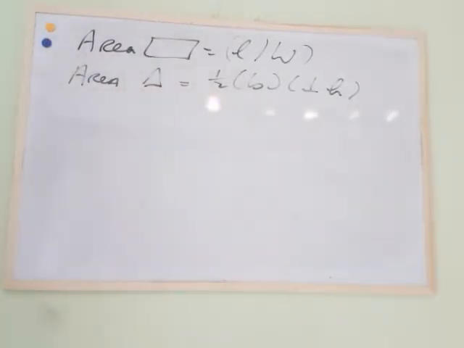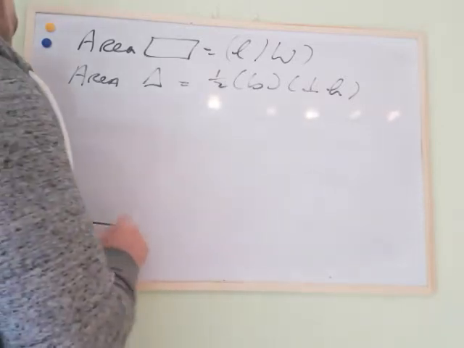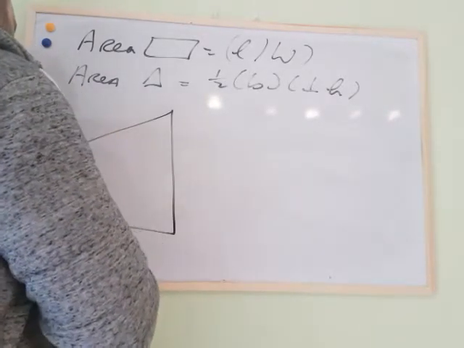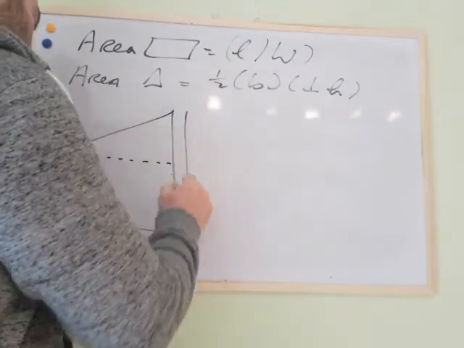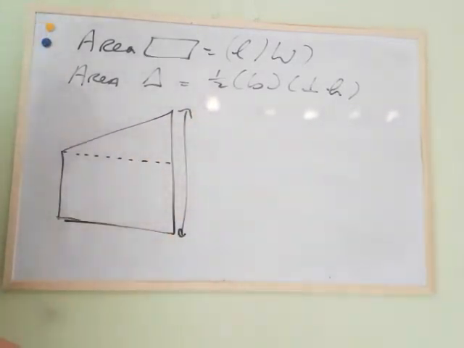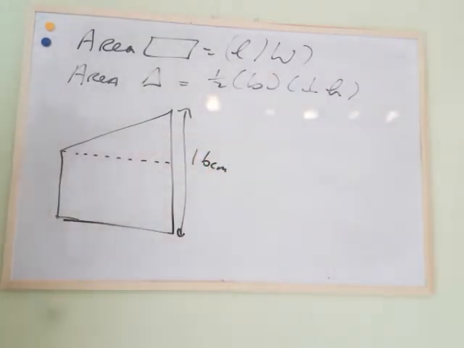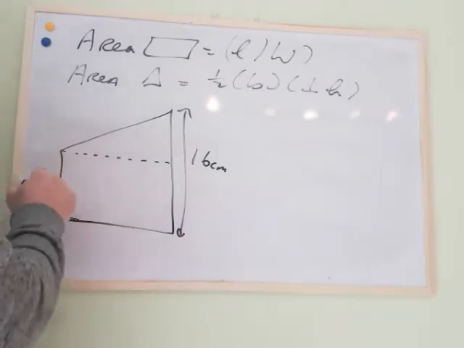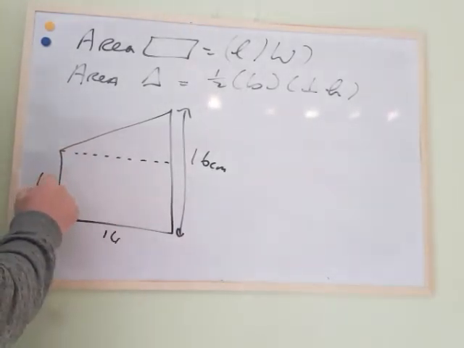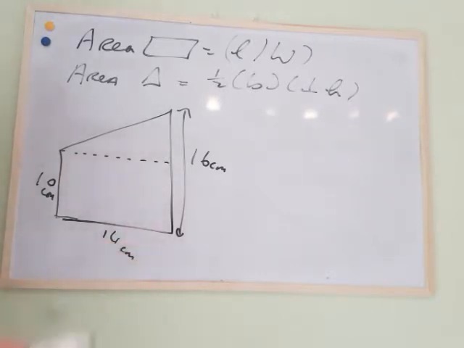16 part 2. So we're told that the height here is 16 centimeters. Okay? And then we've got this here is 10 and this here is 14 centimeters. Okay? As to get the area.